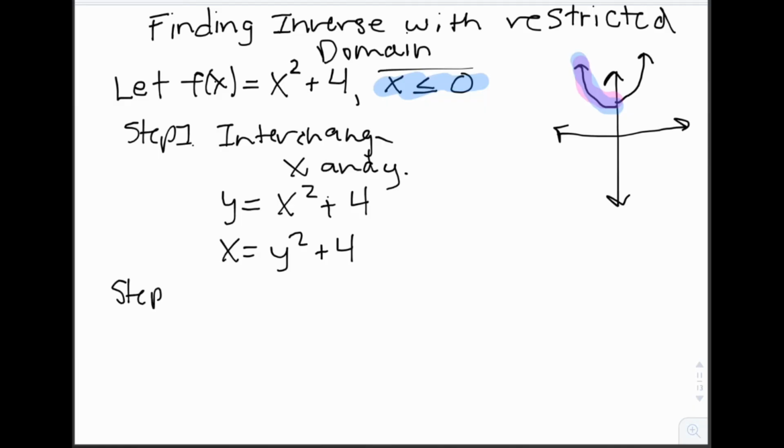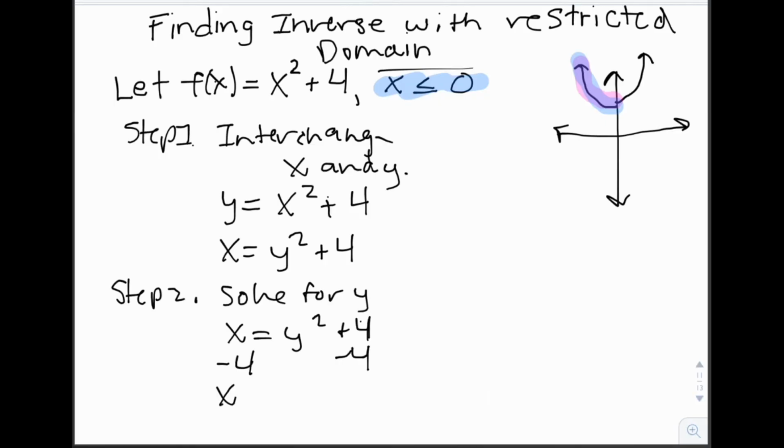Step 2, we want to solve for y. In this case, we want to take our 4 and subtract it over to our left-hand side. So we are left with x minus 4 is equal to y squared. Take the square root of both sides. So y is now equal to the square root of x minus 4. And we can now move on to step number 3.